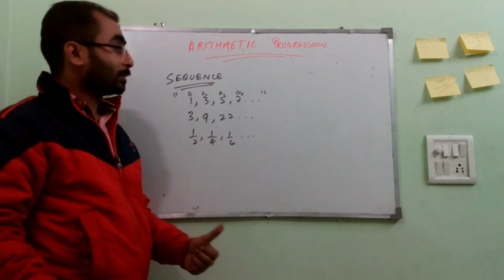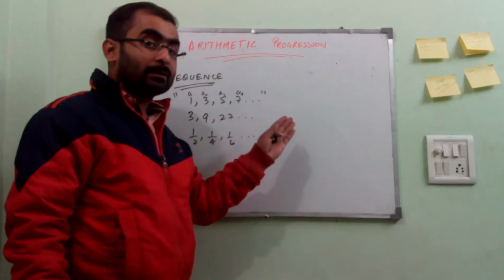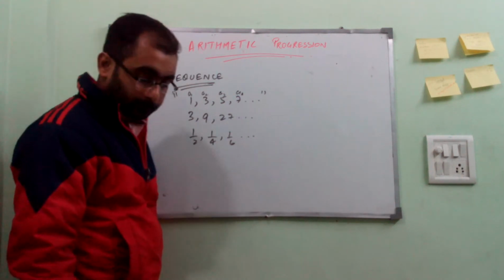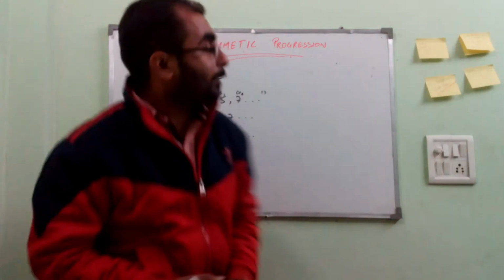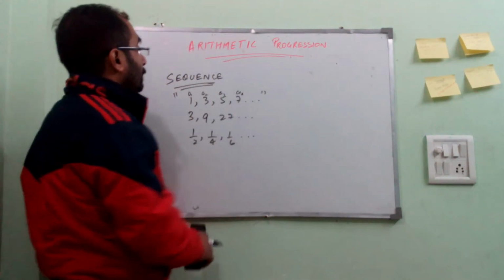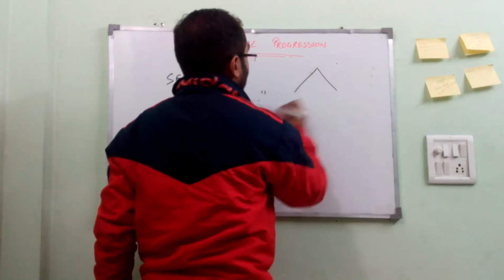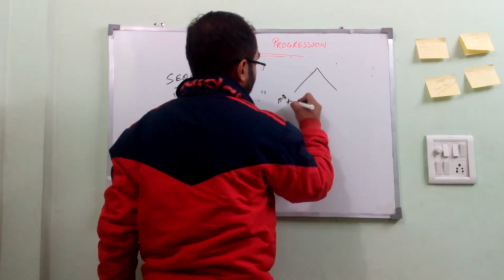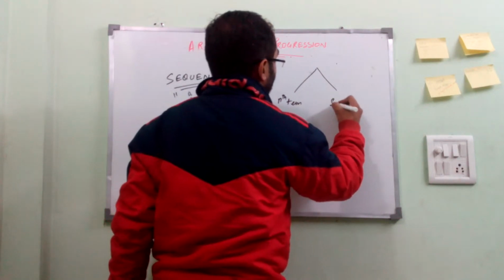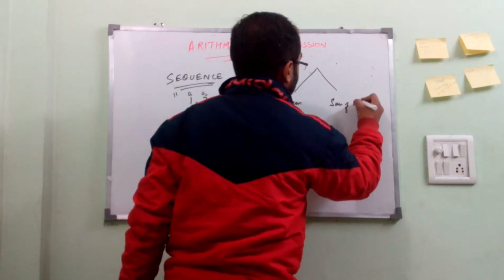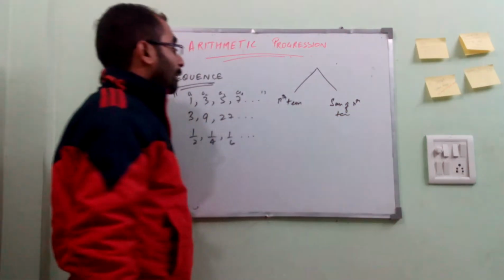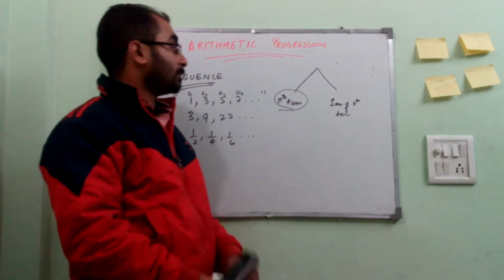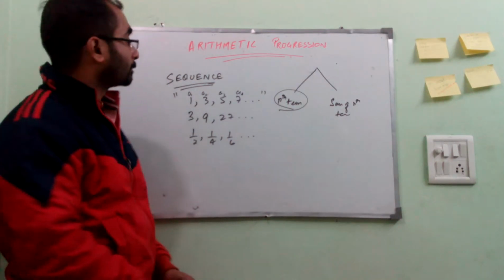Clear? So basically, what is an arithmetic progression? A sequence having a common difference. That's it. Here we are going to talk about two things. First of all, we have to find the nth term. Then we have to find the sum of n terms. In this video, I will talk about the nth term only. In my next video, I will share the sum of n terms.